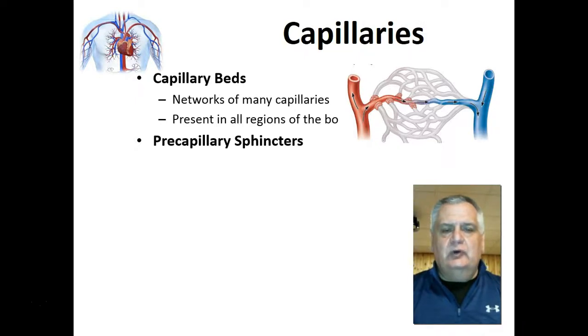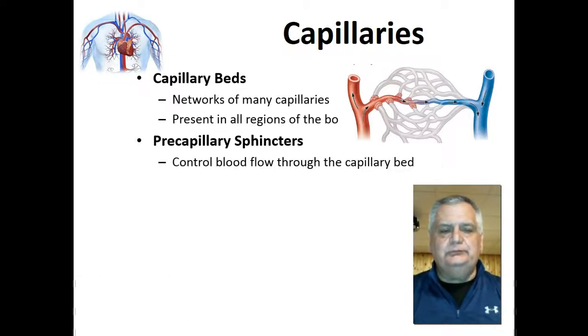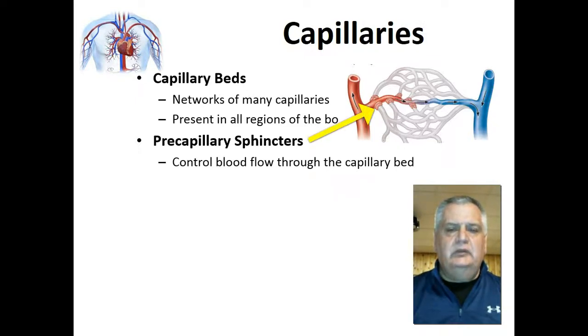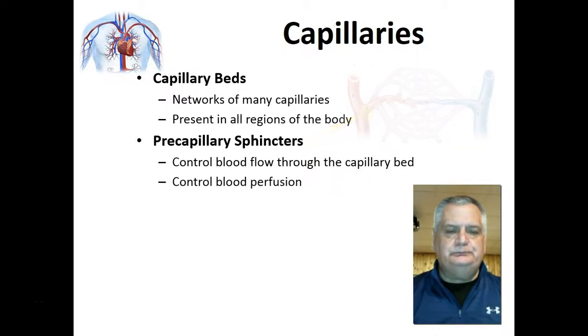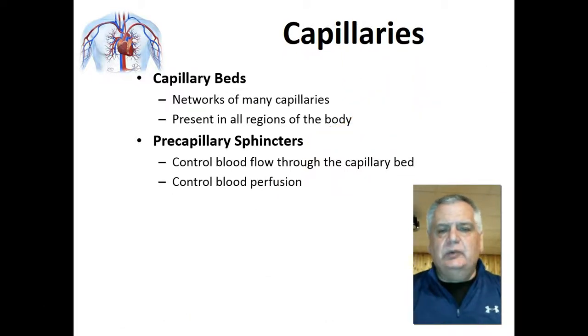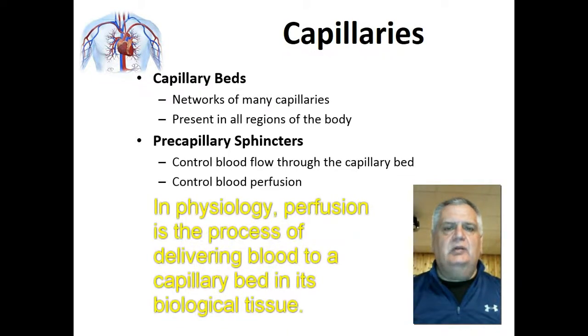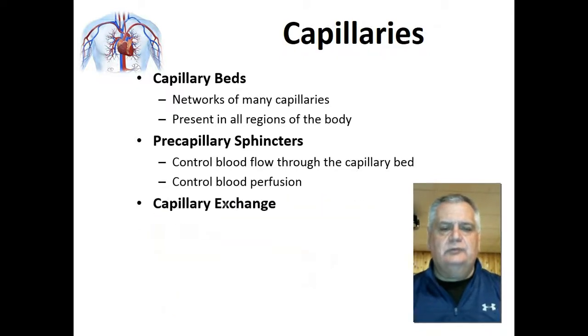An important structure associated with the capillary beds that controls the entrance of blood into the beds are what we call precapillary sphincters. So once again, precapillary sphincters will control the blood flow into or through the capillary bed. In other words, we say that the precapillary sphincters control blood perfusion. We think of the perfusion of blood into the tissues. Precapillary sphincters are going to control the blood flow into the capillary bed and therefore into the cells of the tissues themselves.